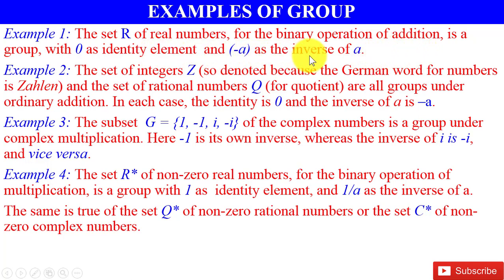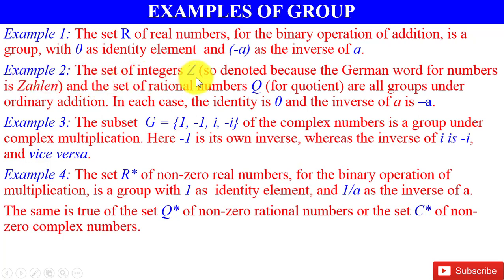Sum of two real numbers is again a real number, and A plus B is equal to B plus A. So, here R together with a binary operation usual addition is an abelian group whose identity element is 0.